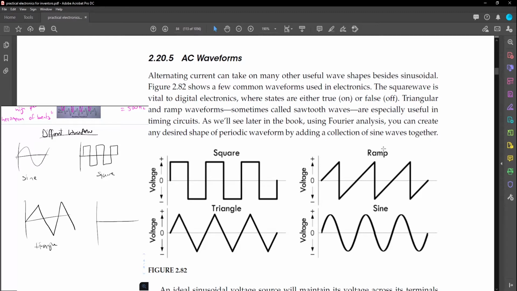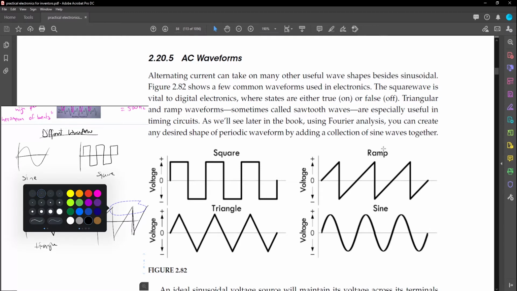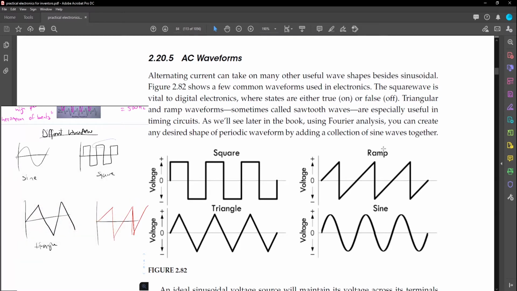What if I missed out ramp? What's the difference between ramp and triangle? It ramps up, then goes straight down, ramps up, goes straight down, then ramps up again. And the good thing I can do with this iPad is I can make these a different color after the fact, which is nice.